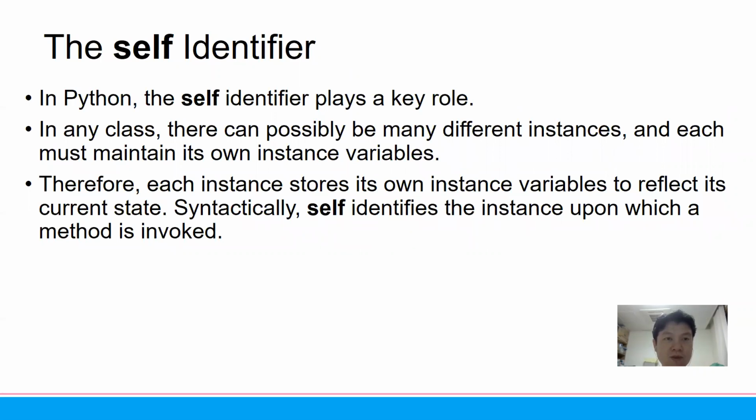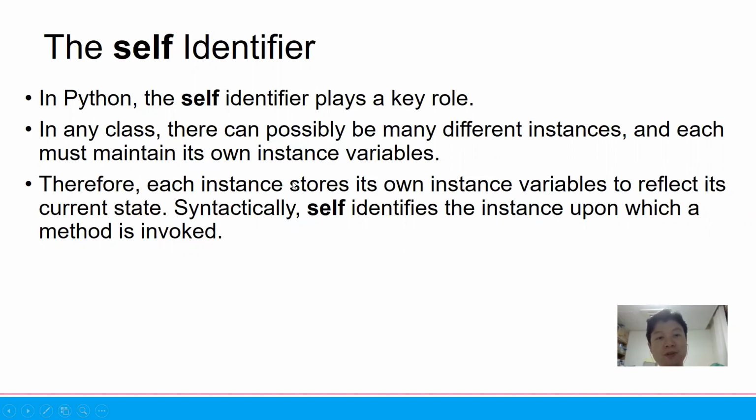And in Python, we have what we call self-identifier. So the self-identifier plays a key role, the role that will be the instances in the particular object. So in any class, there can possibly be many different instances, and each must maintain its own instance variables.